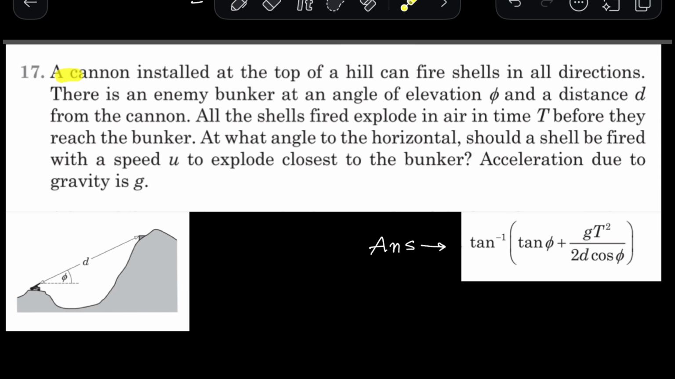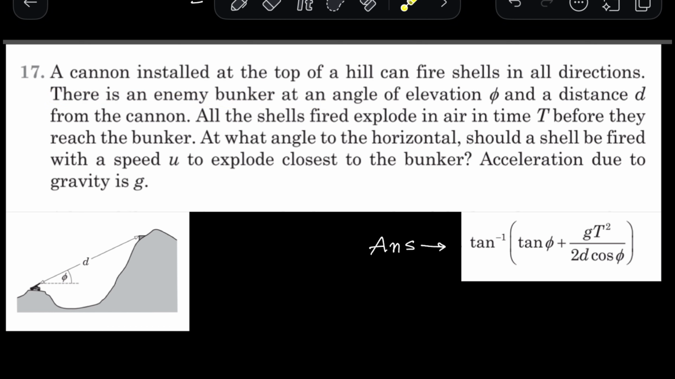A cannon installed at the top of a hill can fire shells in all directions. So there is a cannon here and it can fire shells in all directions. There is an enemy bunker at the angle of elevation phi. Angle of elevation means angle from horizontal.